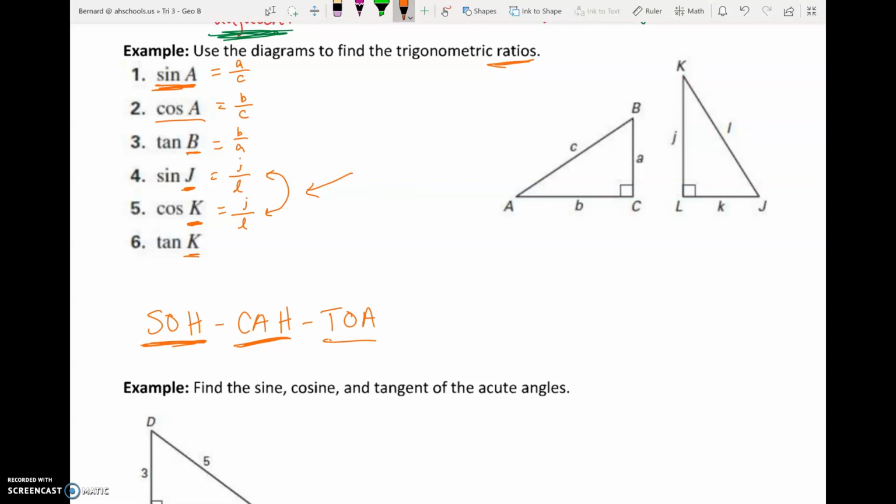Now, with that being said, let's just keep this process going. Let's do the last one, tangent of angle K. You can hear my dog scratching outside. She wants to get into this room. We'll finish up this video real quick.